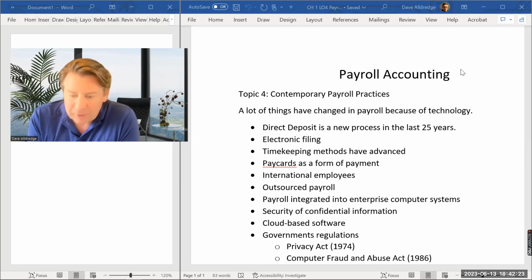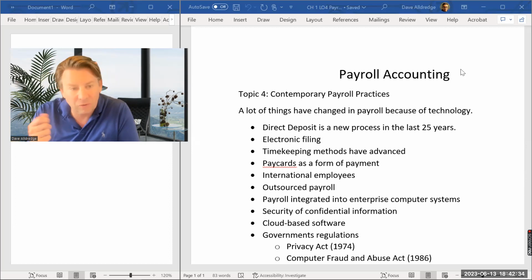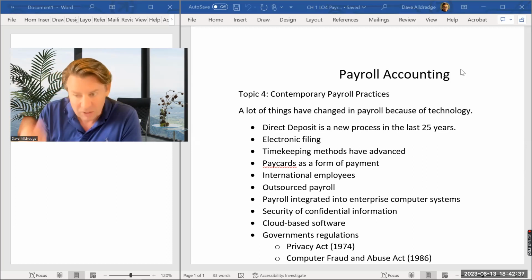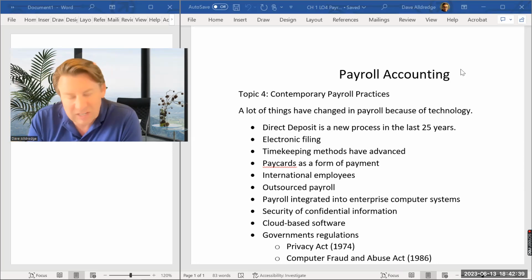Believe it or not, direct deposit is a fairly new process in the last 25 years. It might not seem that recent, but before that, you'd get the paycheck in the mail or whatever, and you'd have to go to the bank and deposit it. Electronic filing has sped a lot of things up. Timekeeping methods have become more advanced. Pay cards, which we'll learn about later, are a form of payment that didn't exist before. We have international employees, which was rare in olden times.